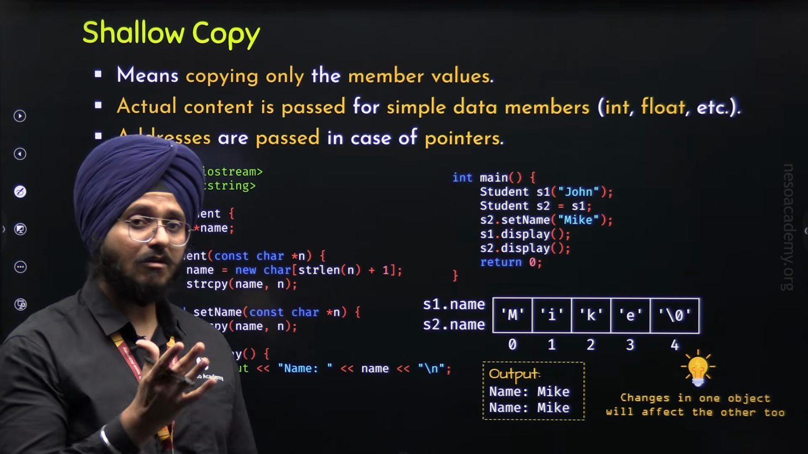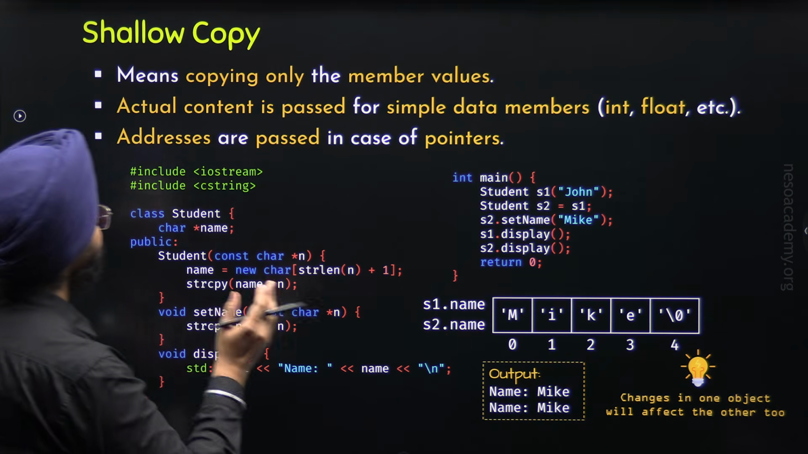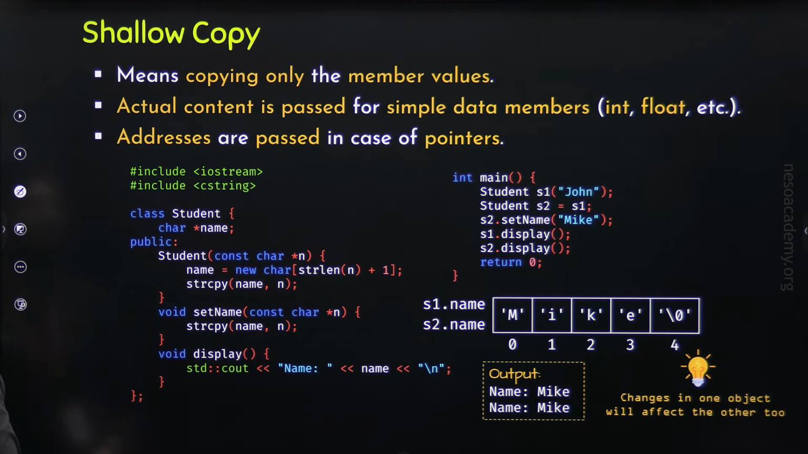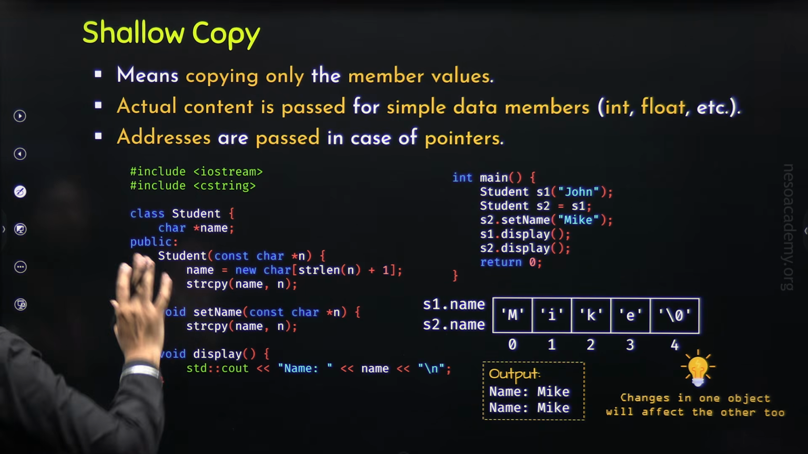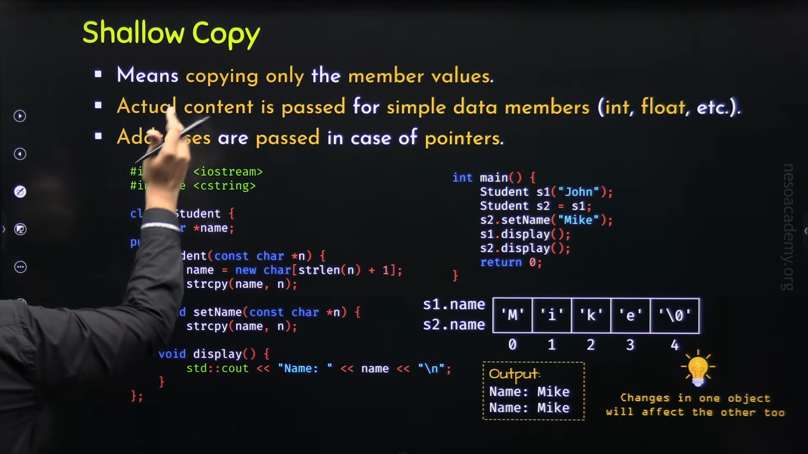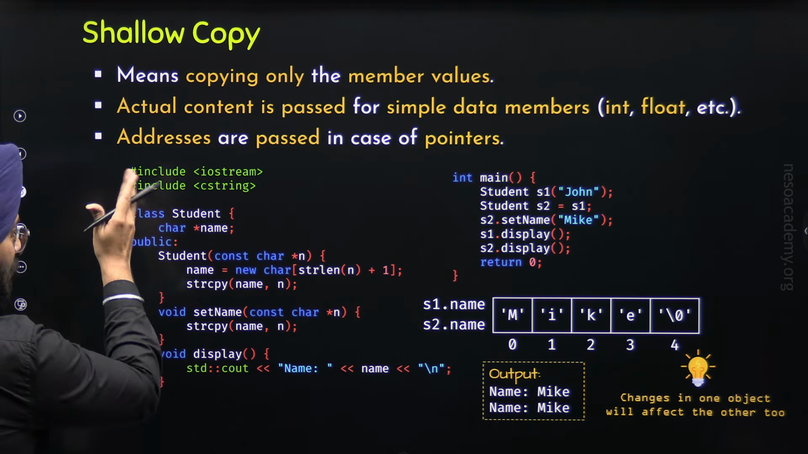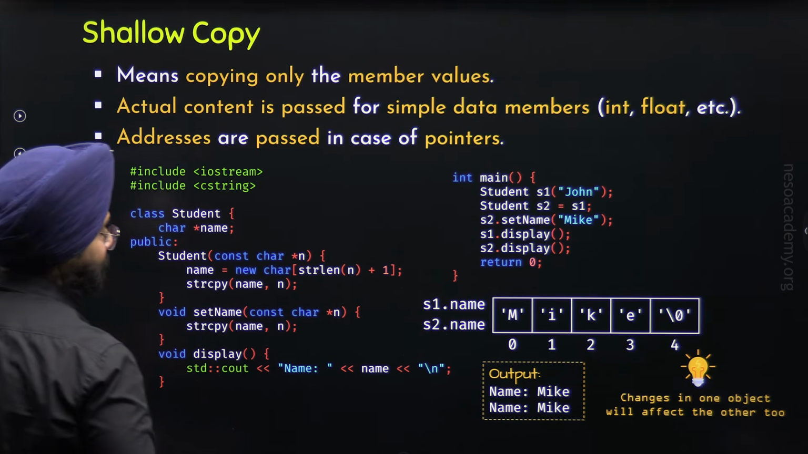Shallow copy means surface level copy. We are passing only the member values. The member values are copied. In case of simple data members, actual content is passed. That is not at all a problem. But in case of pointers, addresses are passed. This is the root cause of the problem. Here we can observe the problem.